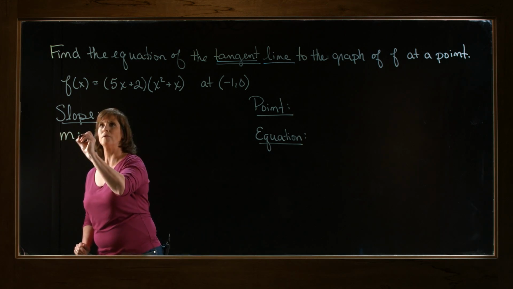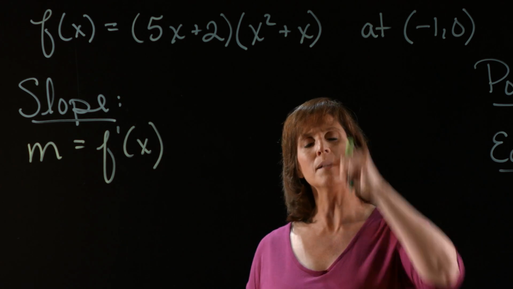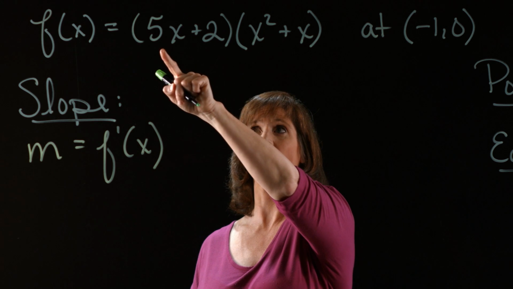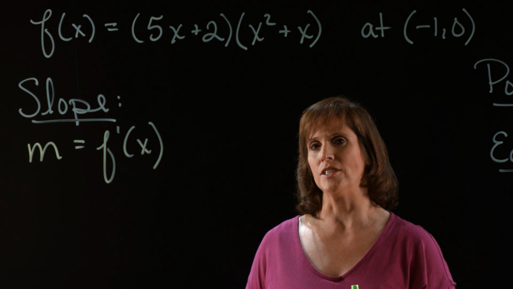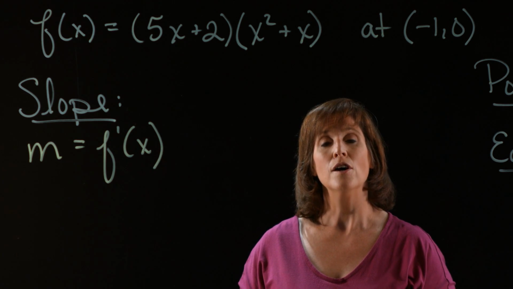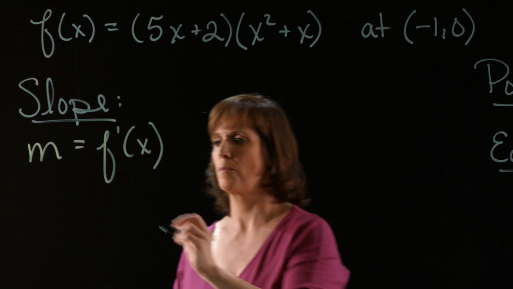So the slope is f prime of x. When I look at my function, there are many operations going on. There's a squaring function, a constant multiple, some addition, but the main operation is the multiplication. These two factors multiply together. So when I take the derivative, I'm going to begin by using the product rule.